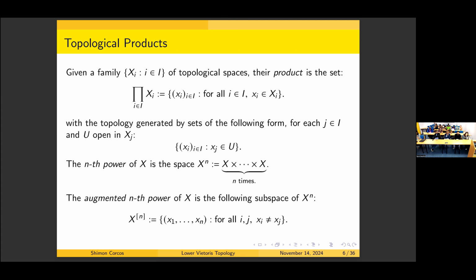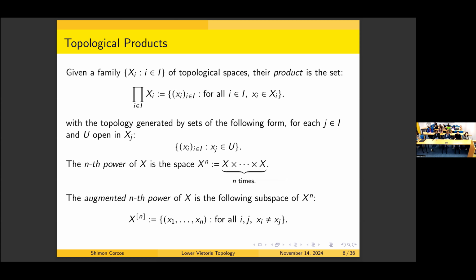which is generated by sets of the following form, where if you take a particular factor and an open in that factor, you can consider the set of all points where, if that factor is xj, then the jth coordinate must be in that open from xj.